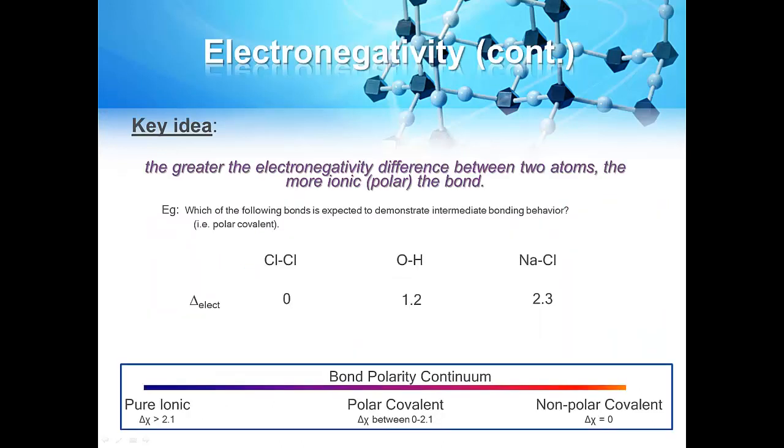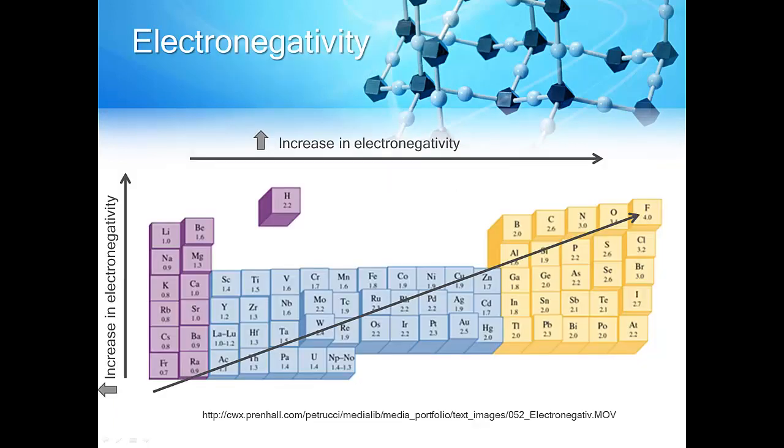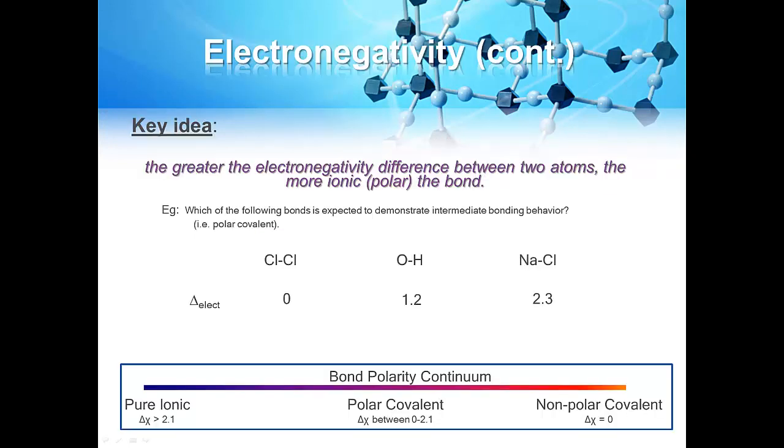There's our trend. So how do we tell if a bond is ionic or covalent? The greater the electronegativity difference between the two atoms, the more ionic or polar the bond. Okay, so chlorine bonded to chlorine is going to have no difference in electronegativity because both have the same electronegativity value. Let's go back a slide. You can see chlorine has an electronegativity of 3.2. So 3.2 minus 3.2, we get 0.